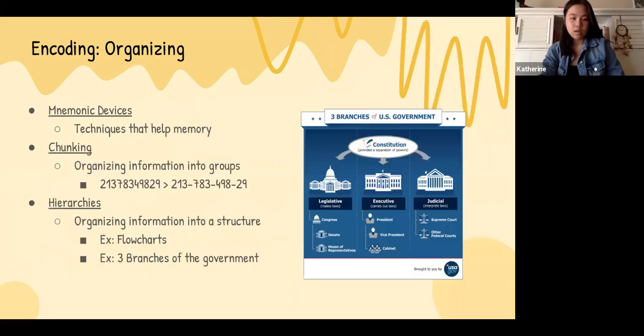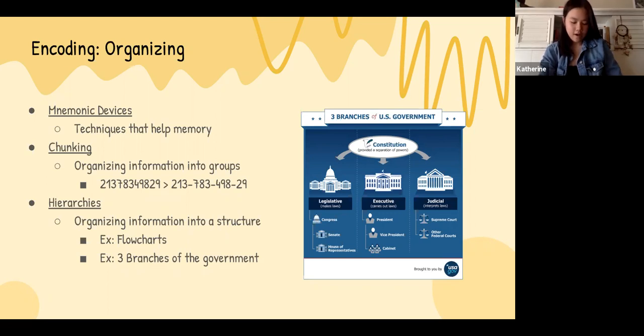Okay, and now we have mnemonic devices. This helps organize our encoding. Mnemonic devices are techniques that help us remember something. We have chunking, which is a mnemonic device. This organizes information into groups. You can see there's a series of numbers, which in the beginning is really hard to memorize or do anything with. However, if you separate them into groups, it is way easier to look at and easier to remember. This is why our phone numbers are in series of 3, 3, and 4.